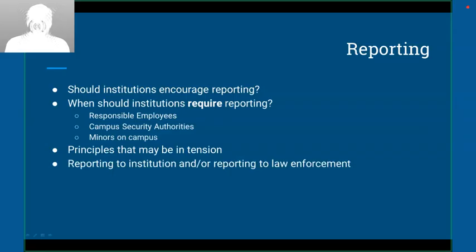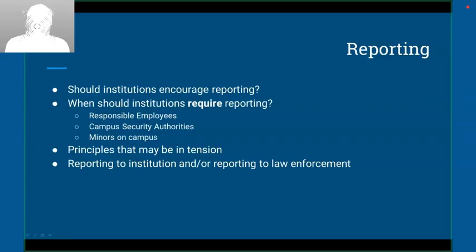So there's no one size fits all answer in terms of reporting. What is really important, though, is that every report that does happen, whether it's required or it's voluntary, should be followed up with appropriate information about options available to someone with concerns.